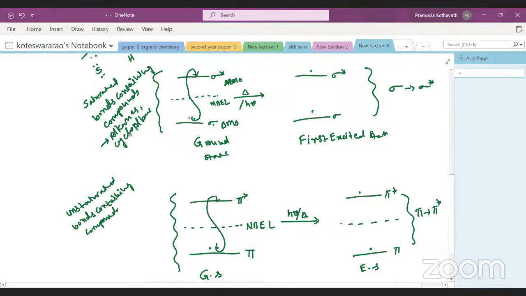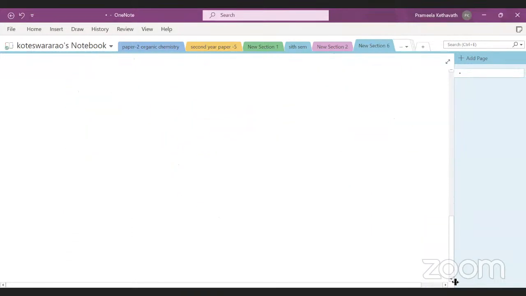What are the unsaturated bonds containing compounds? Olefins, alkenes, alkynes, aromatic compounds, and dienes. These are all involving this kind of electronic transition. These are very important. Please remember where I am giving the examples. Those things we will discuss in future. Next.